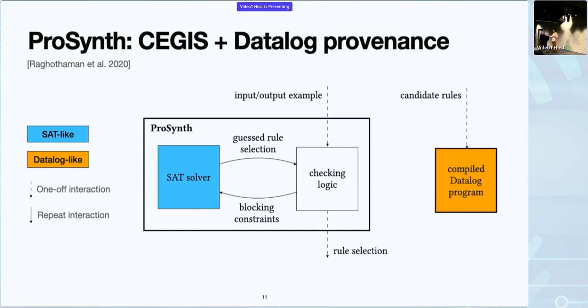Well, on the side, we have our candidate rules, which have been compiled into a Datalog program. And essentially, we test the row selection on that input, see what we get. And from that, we extract Datalog provenance, which tells us why a fact was able to be derived or why we were unable to derive a fact. Using this provenance, ProSynth is able to construct the blocking constraints to pass back to the SAT solver. So this is ProSynth in a nutshell.